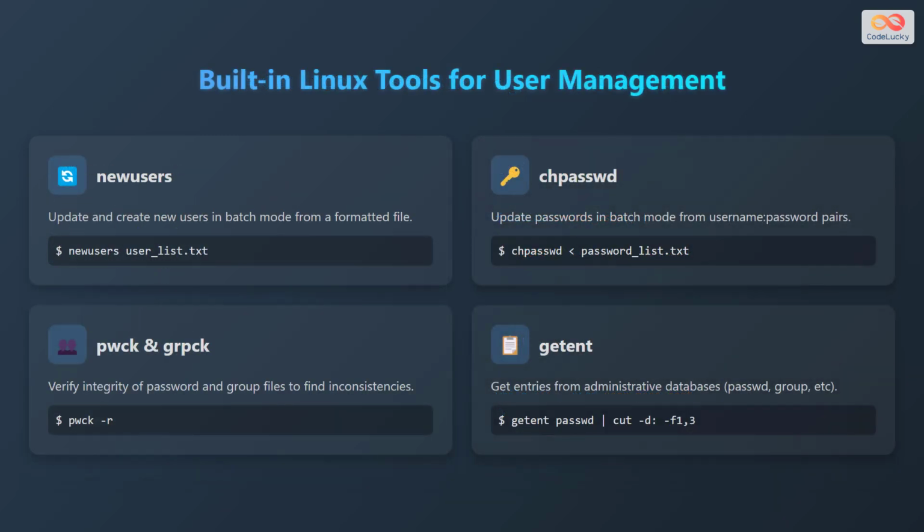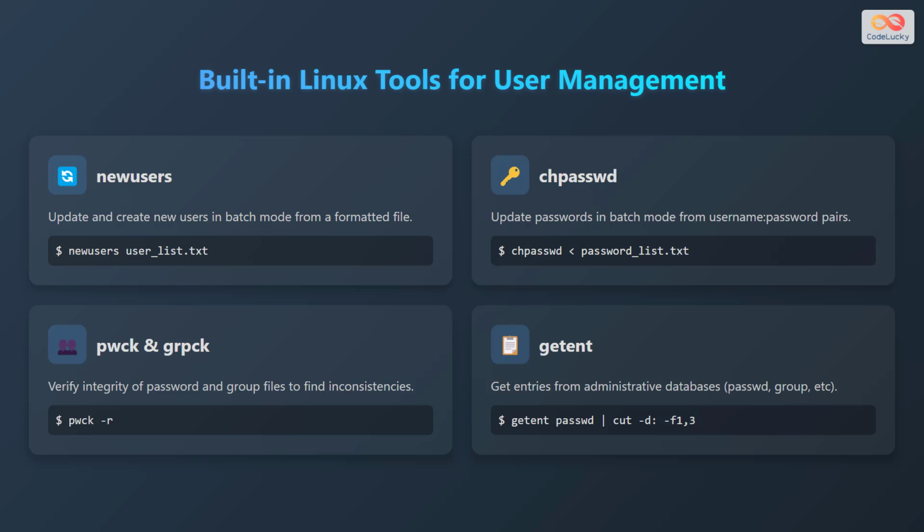This slide explores some built-in Linux tools for user management. The first tool is newusers. It is used to update and create new users in batch mode from a formatted file. An example usage is newusers user_list.txt. The second tool is chpasswd. It is used to update passwords in batch mode from username-password pairs. An example usage is chpasswd < password_list.txt.